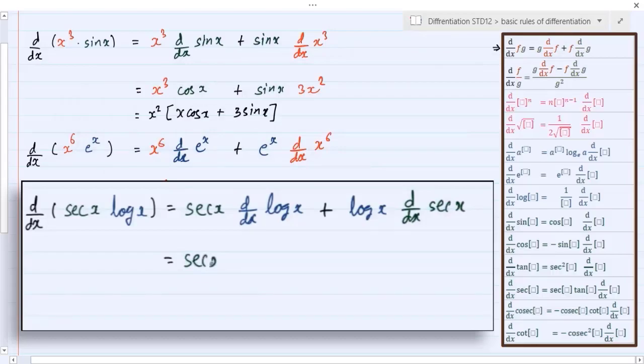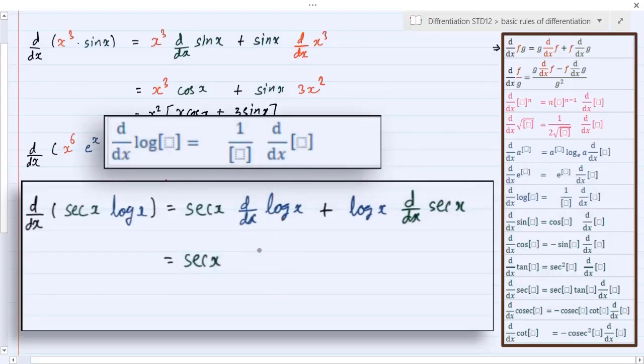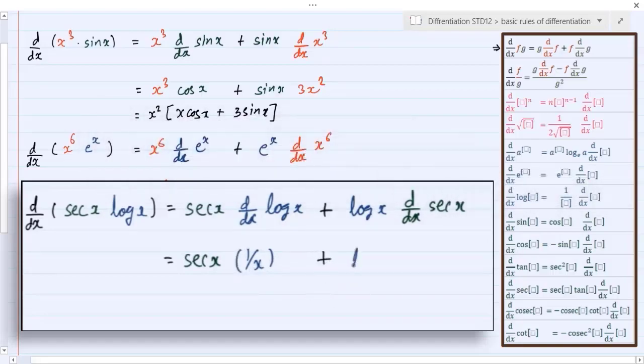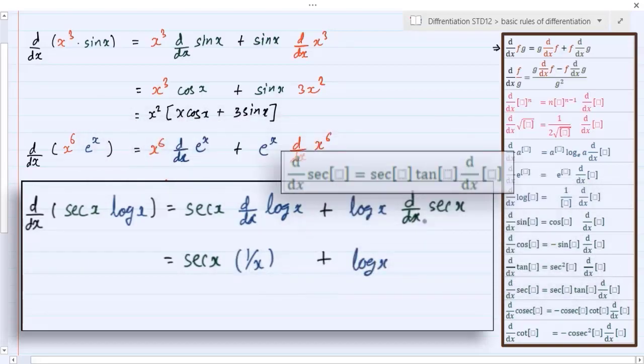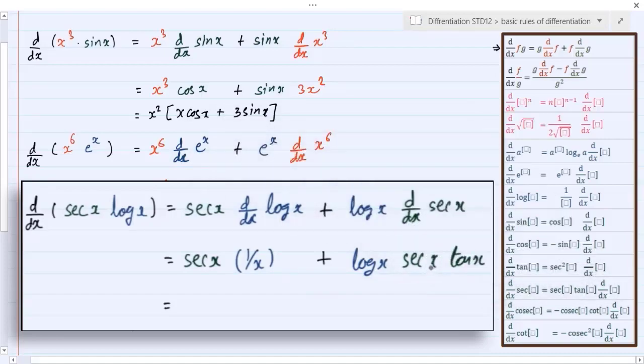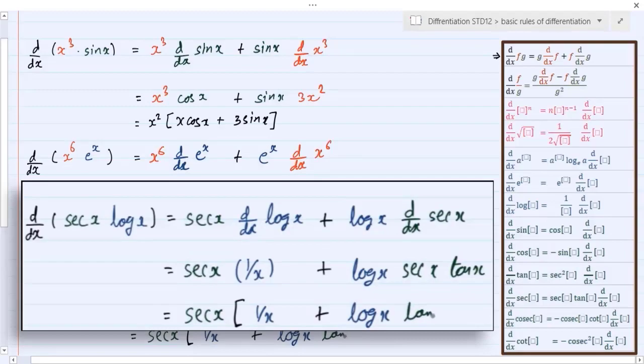Your sec x will be as it is. Differentiation of log x is 1 by x, plus your log x will be as it is. Differentiation of sec x will be sec x tan x. This can be your final answer, but if you want, you can take sec x common. So after taking sec x common, 1 by x plus log x tan x. Ta-da!